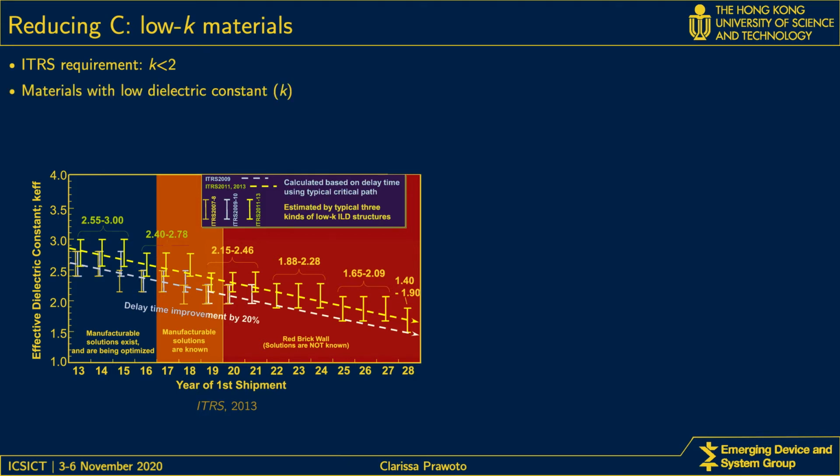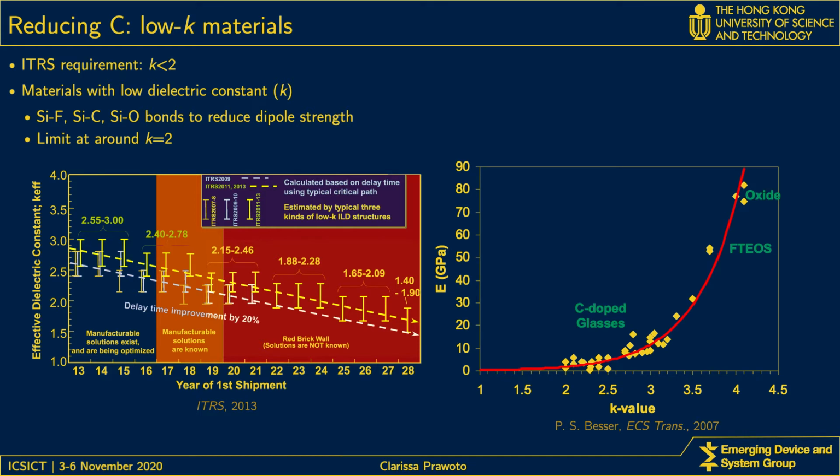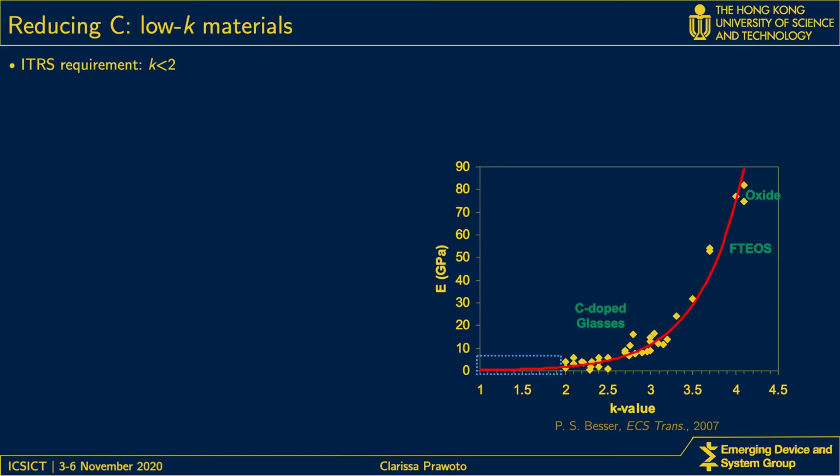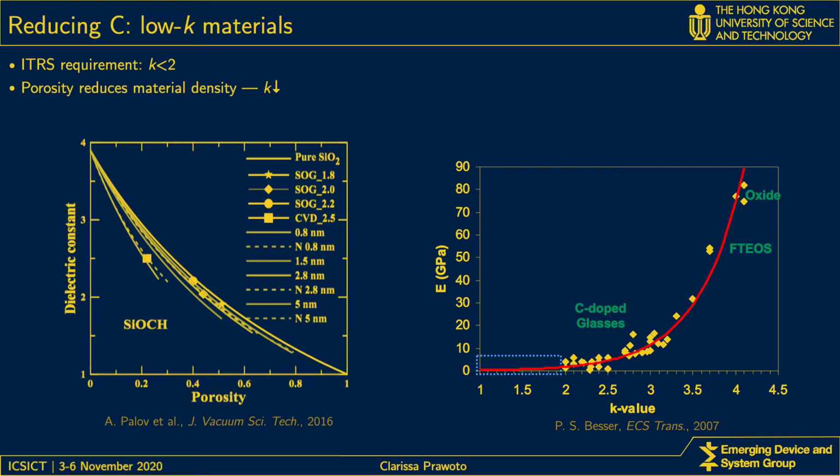A material engineering technique used to achieve lower K is introducing bonds to reduce dipole strength. As shown in this figure, there are various categories of materials, but K less than 2 is challenging to obtain using this method. To reduce K to below 2, porosity needs to be introduced to reduce the material density. This is illustrated in this figure, showing that dielectric constant decreases with higher porosity.